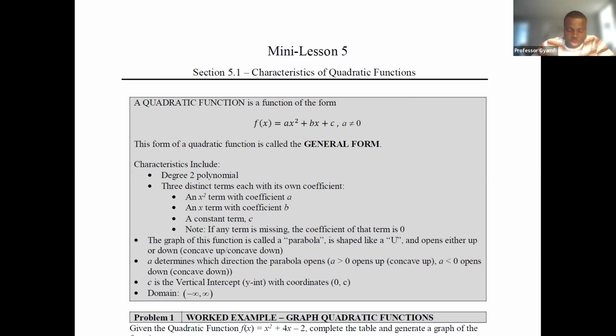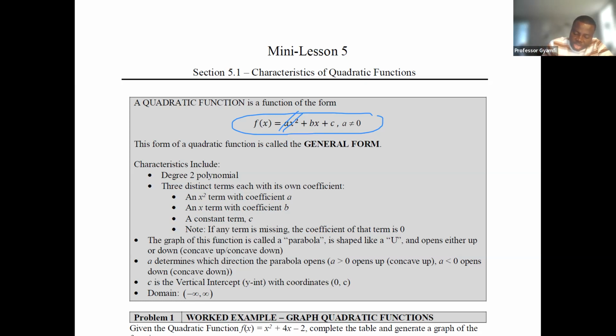Here in this function, which is a quadratic, we have the form f of x equals ax squared plus bx plus c. But you have to make sure that a does not equal 0. Why is it very important that a is not equal to 0? The reason is that if a equals 0, the x squared part goes to 0, because 0 times x squared is 0. So what do you have? You have a linear function.